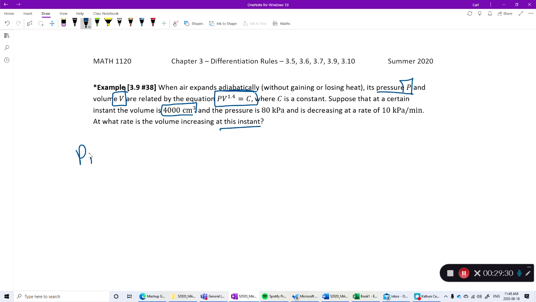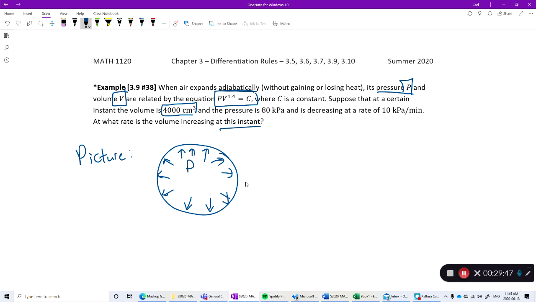Okay, so I need to draw a picture, even though it's hard to draw the picture, but the pressure, maybe we can draw these arrows here. The pressure is pushing against the inside of the container.